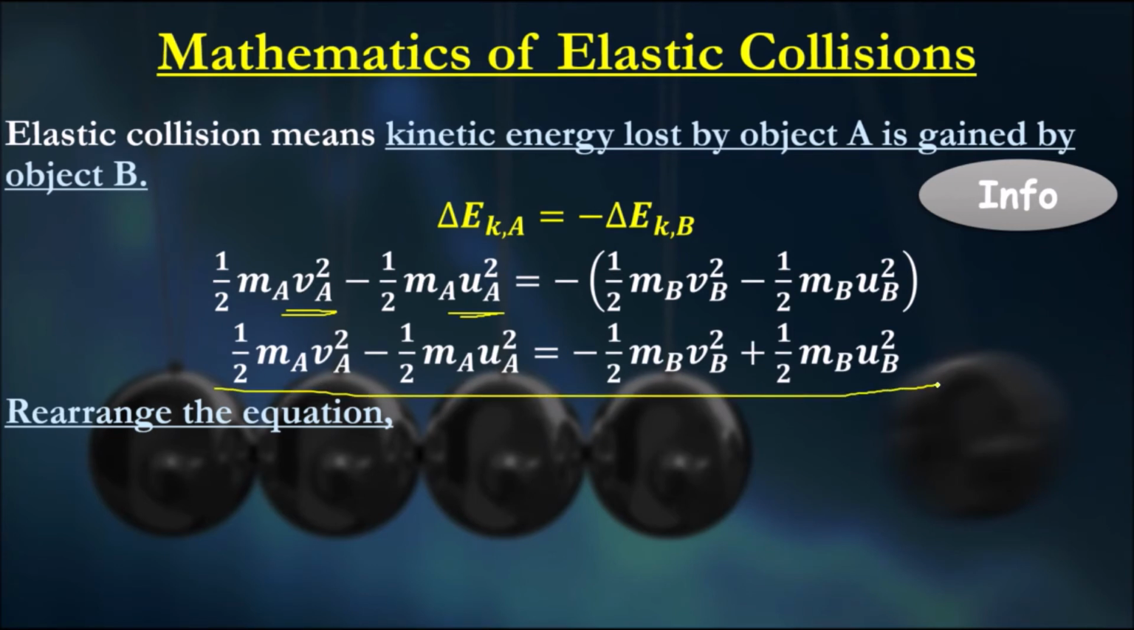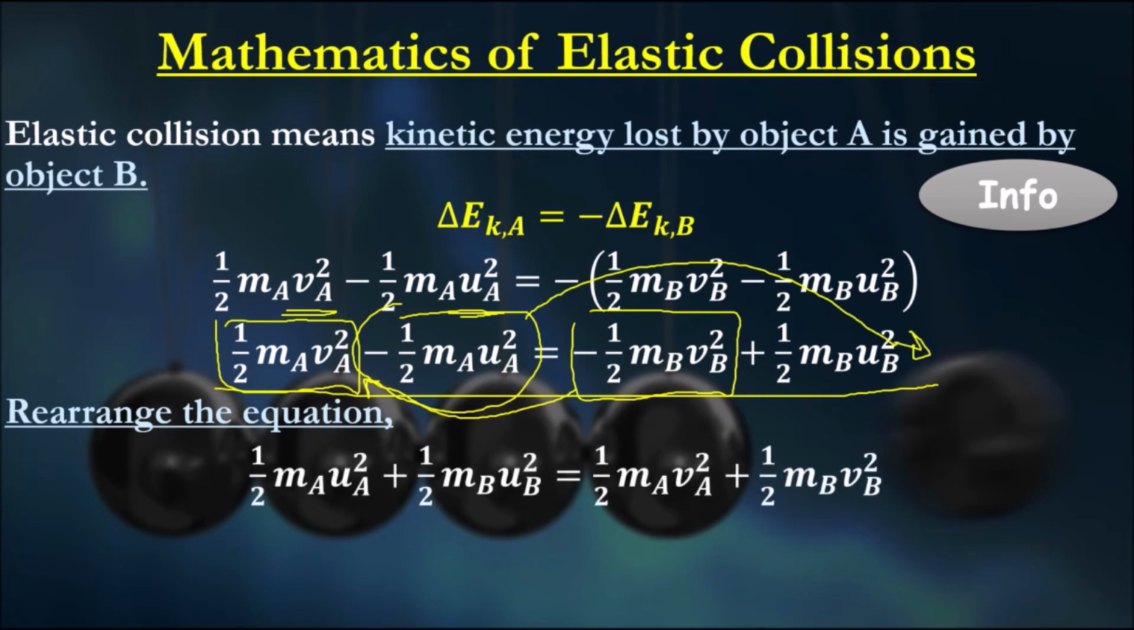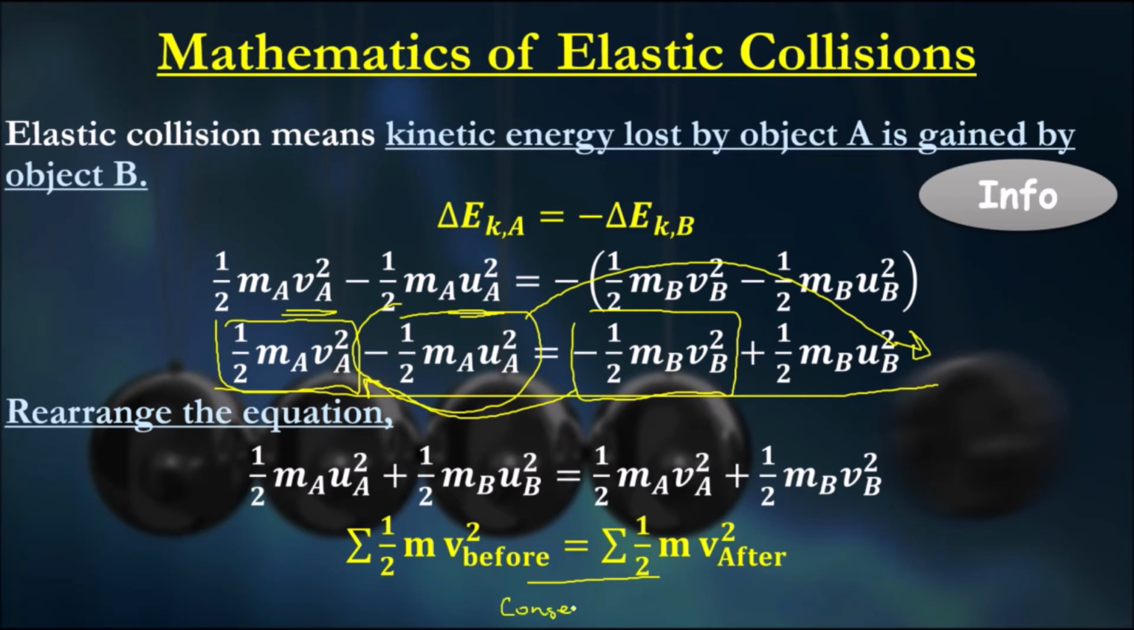If we then want to rearrange the formula, we want all the initial kinetic energies on one side and all the final ones on the other side. So, for example, this final here, we're going to move it over here, and the initial that we have here, we're going to move over to this side. We can rearrange the equation to look something like this. This form that we have here is the conservation of kinetic energy.